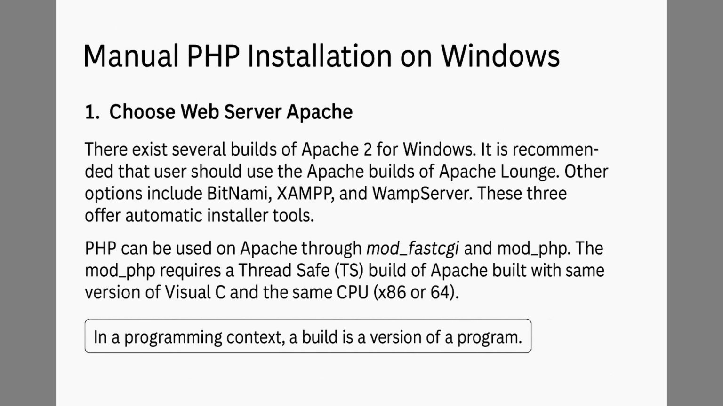However, there are also other options you can consider, such as Bitnami, XAMPP, or WAMP server. These three come with automatic installation tools that make the setup easier, as they include Apache, PHP, and MySQL pre-configured. But if you want to install Apache and PHP manually, downloading them separately gives you more flexibility and control.